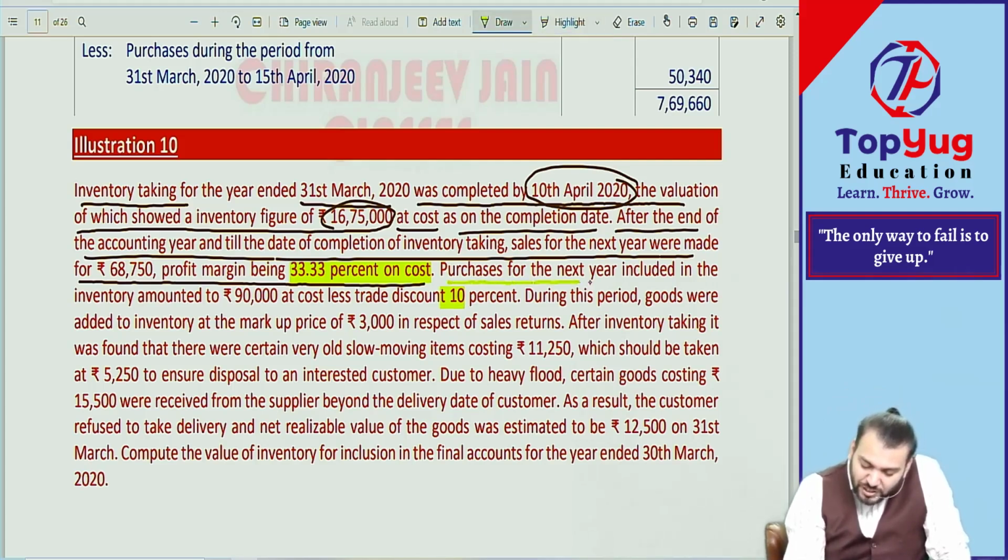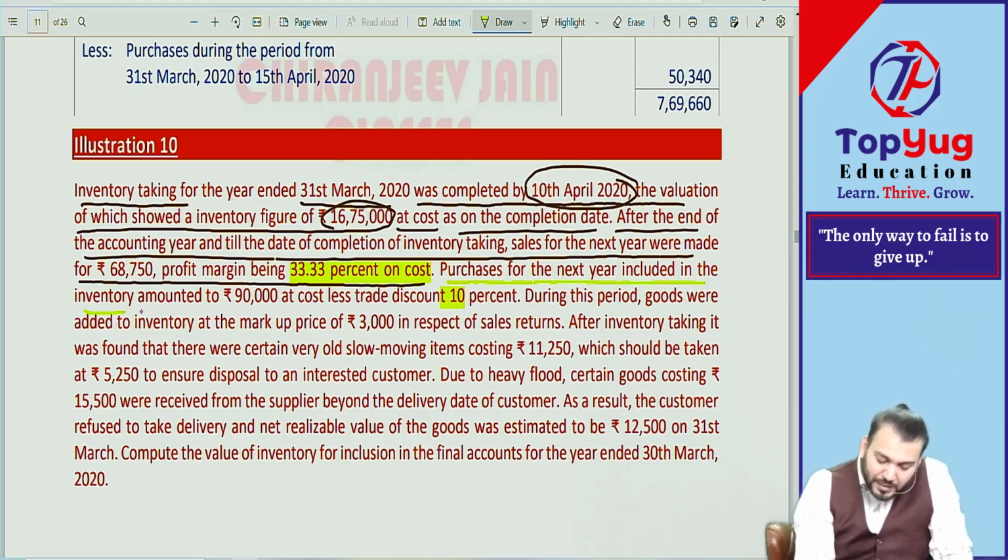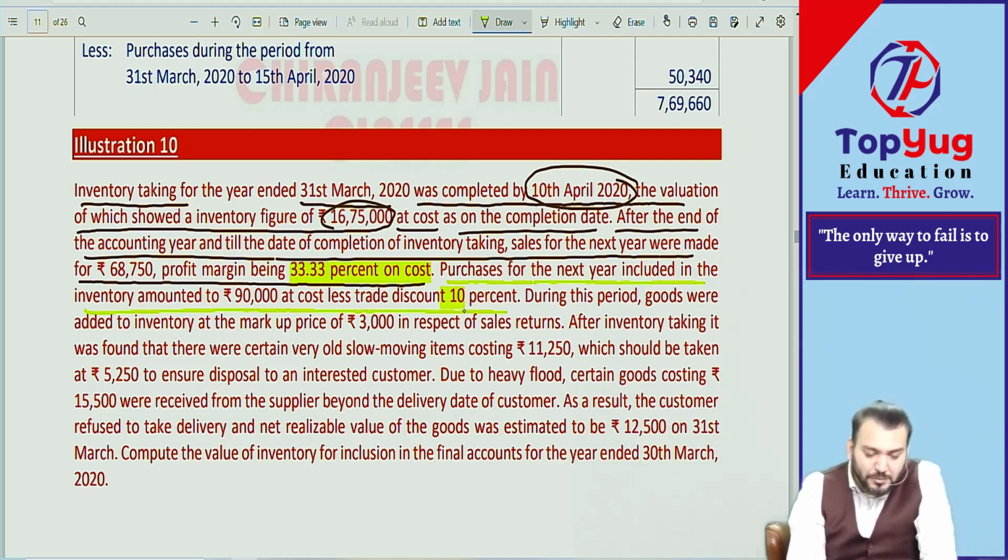Now, purchase for the next year included in the inventory amounted to rupees 90,000 at cost less trade discount of 10%. It means from this 90,000 we will deduct 10%. Because we want cost of purchase, so minus trade discount. Yes sir.